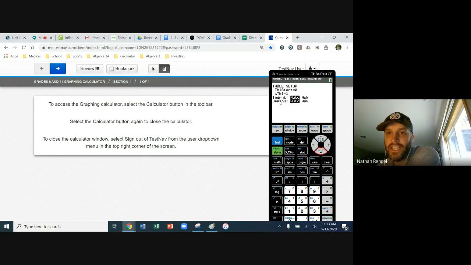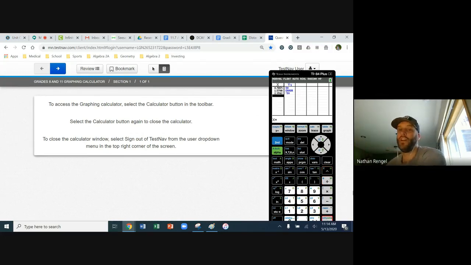You're going to want to go down to independent. And instead of auto, we're going to change it to ask. So you hit ask, and then you're going to go back to your table and you'll go, oh, it's gone. Well, that's because now it's set up so that you can put in anything that you want. So you can hit second pi divided by 4, and there's your value. Second pi divided by 2. This now will show us that error message. There's your error.